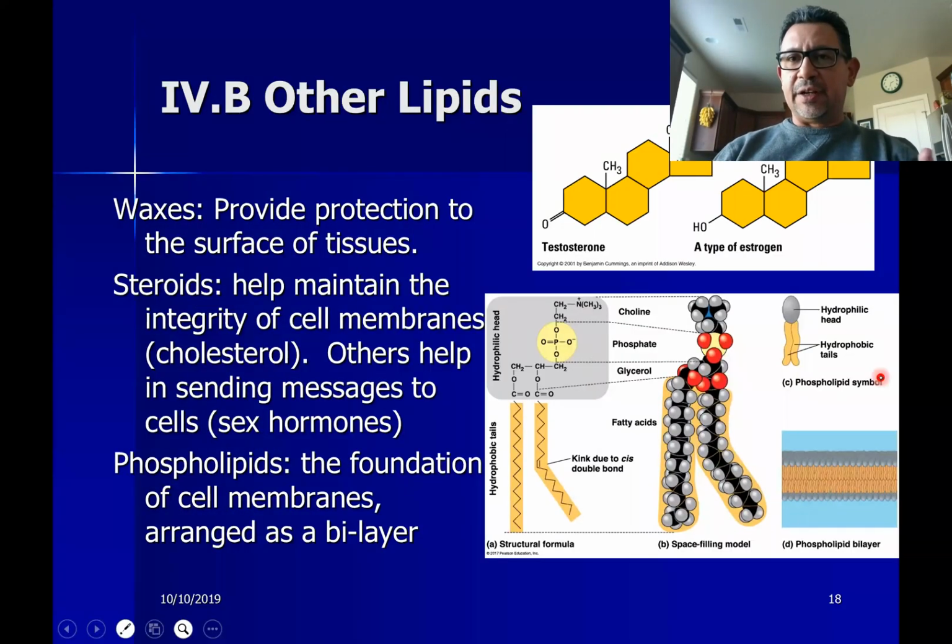And so these are the most important details about lipids that I want you to remember. Next up will be a presentation on proteins.